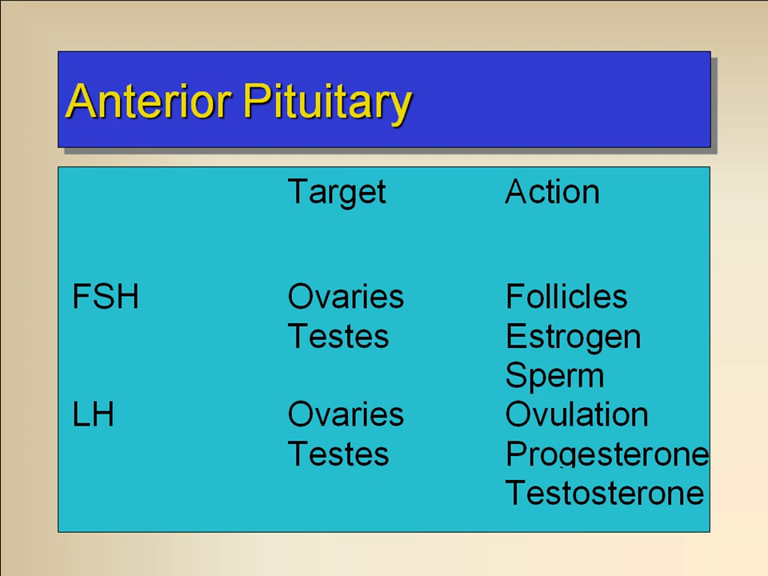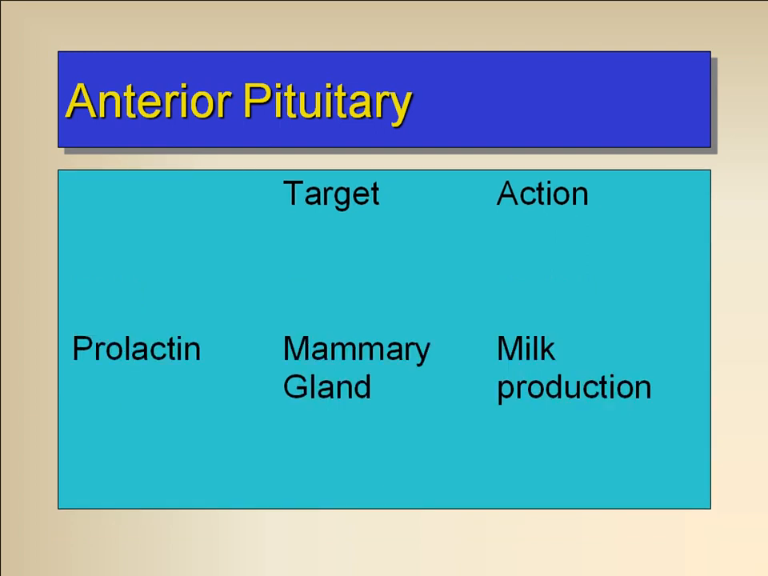Luteinizing hormone is the one that actually causes, in females, the ovulation, where the egg is released and goes out. In guys, it starts working on releasing testosterone. And prolactin's another one, which leads to milk production.